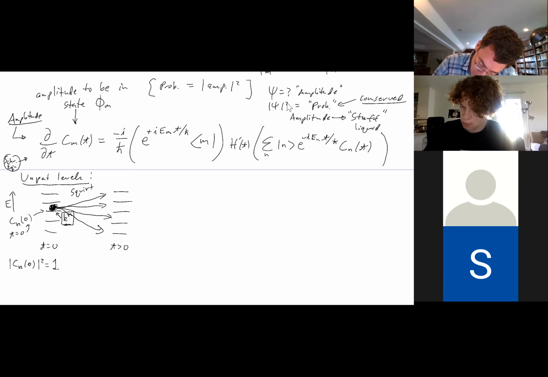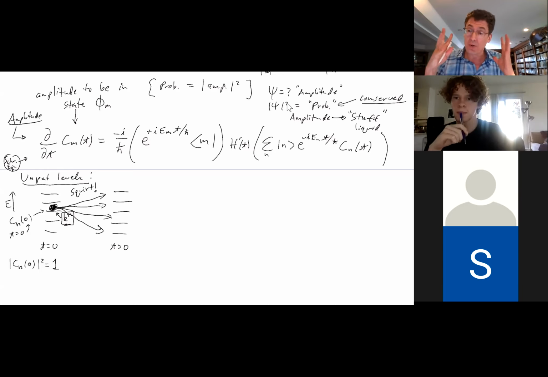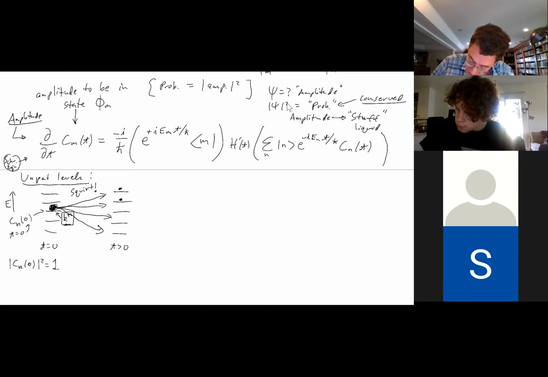Squirt. Because it's like stuff. It's like goo. I like to think of it as green goo. In my mind, I see a big blob of green goo, and the green goo gets sprayed in these different directions. The green goo is amplitude. So amplitude gets given to all the other states. Now, amplitude is probability. So the probability to find the particle in the other states becomes non-zero.